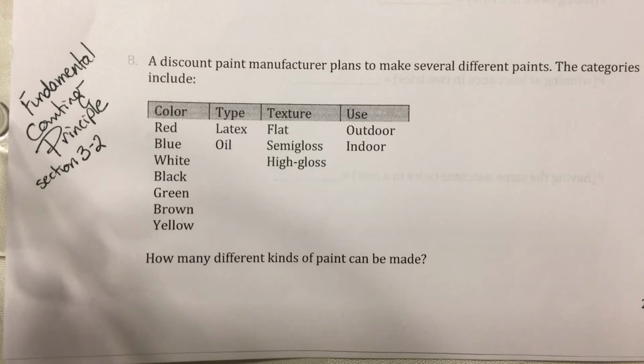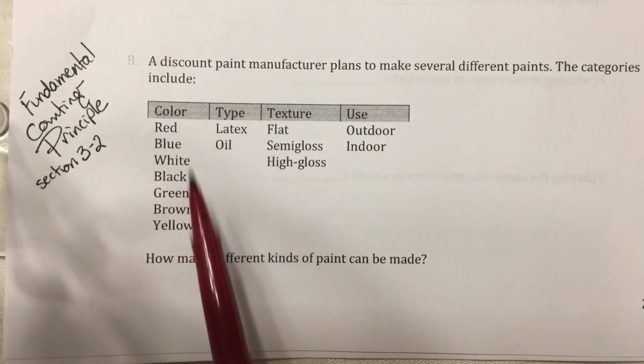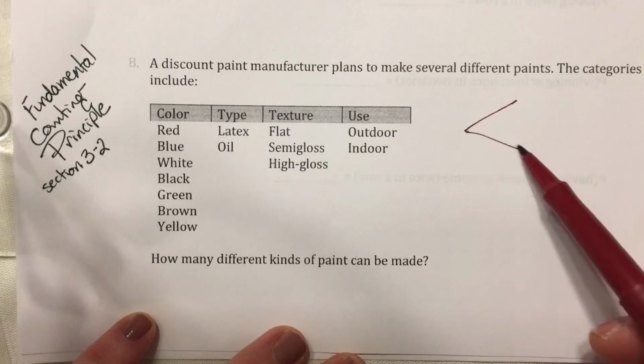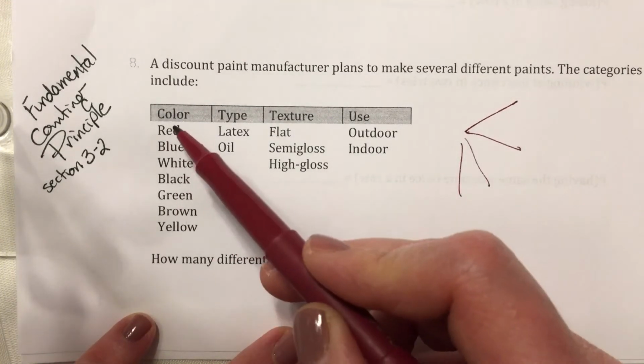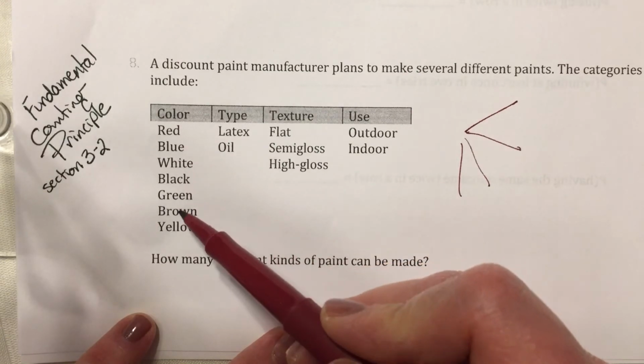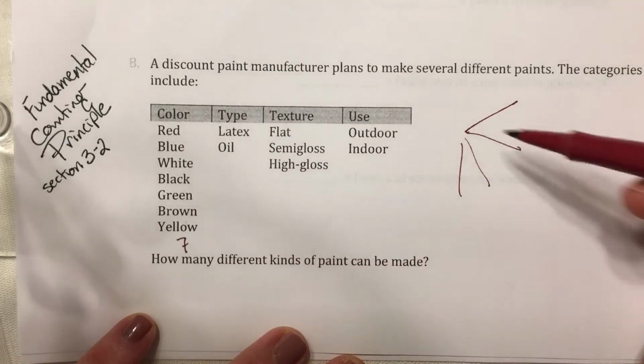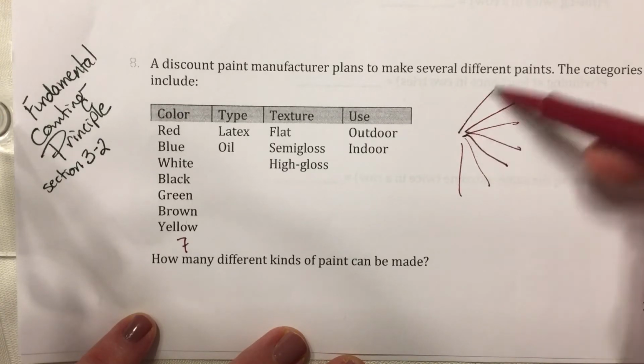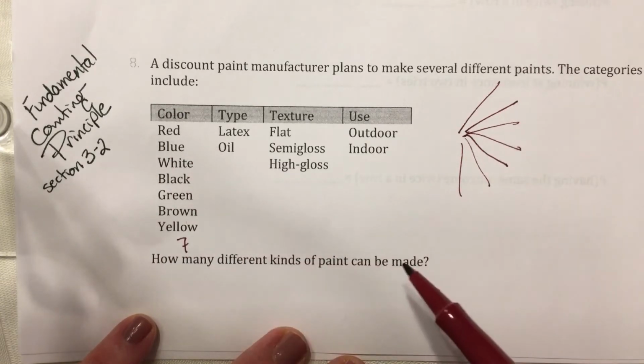So when you're trying to count how many different options there are, if we were doing a tree diagram with this, I would have a branch for each color. So that'd be 1, 2, 3, 4, 5, 6, 7. There's 7 of those. I'd have 7 color branches.